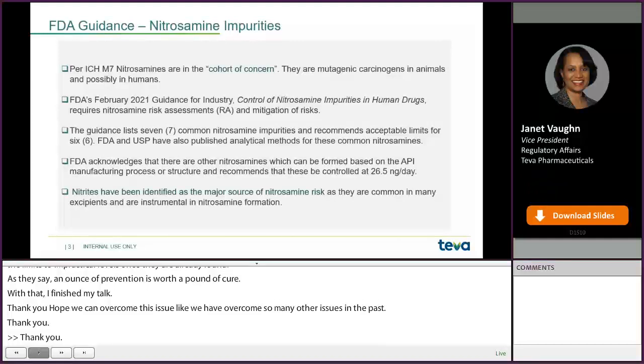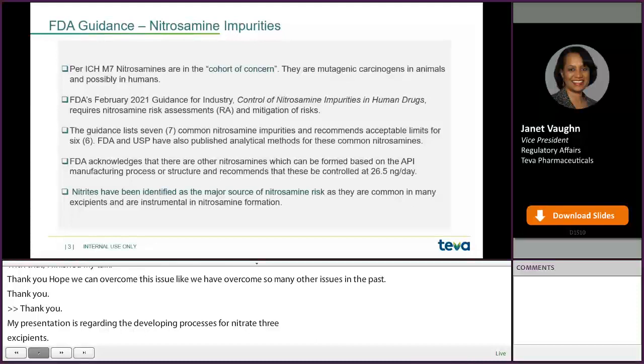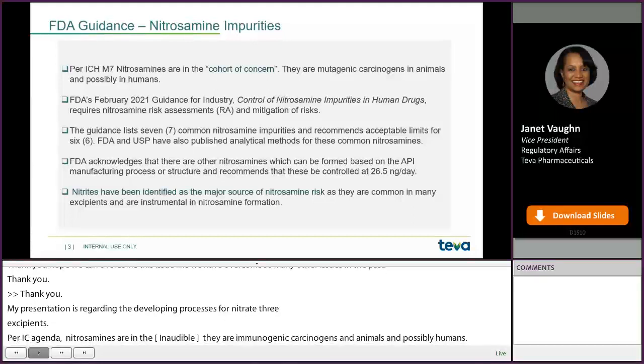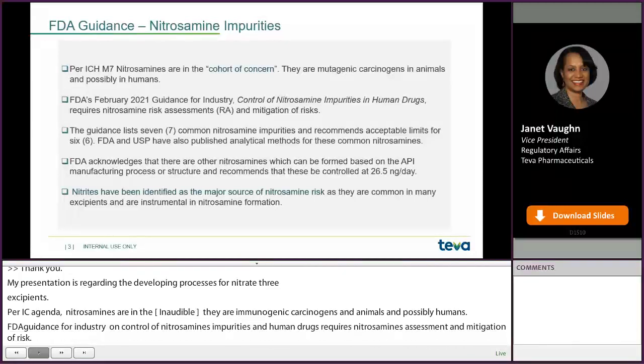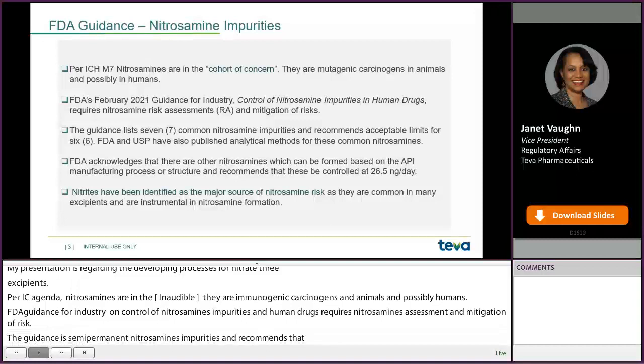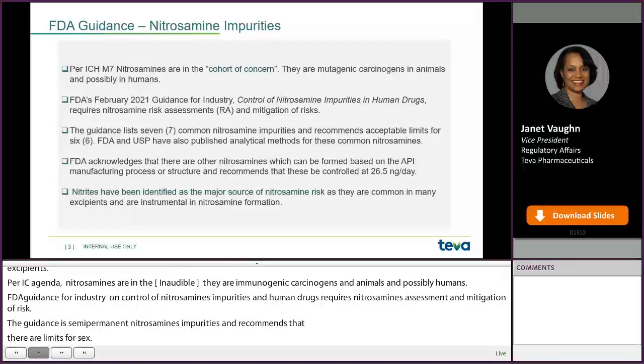FDA's February 2021 guidance for industry on control of nitrosamine impurities in human drugs requires nitrosamine risk assessments and mitigation of risk. The guidance lists 7 common nitrosamine impurities and recommends acceptable limits for 6. FDA and USP have also published analytical methods for these common nitrosamines. FDA acknowledges that there are other nitrosamines which can be formed based on the API manufacturing process or structure and recommends that these be controlled at 26.5 nanograms per day. Nitrites have been identified as the major source of nitrosamine risk, as they are common in many excipients and are instrumental in nitrosamine formation.